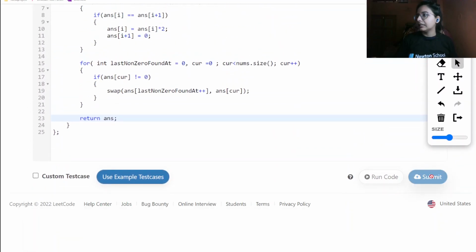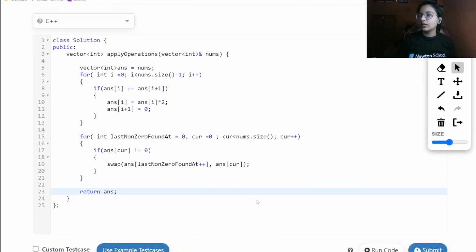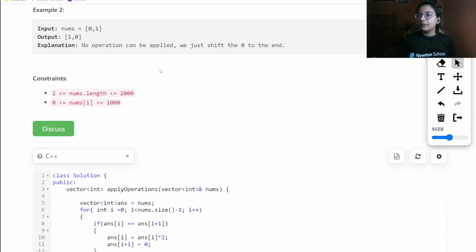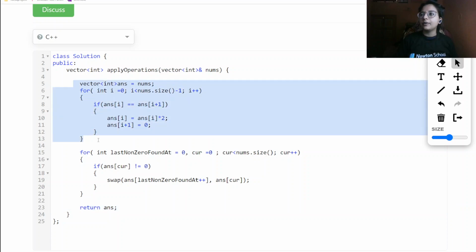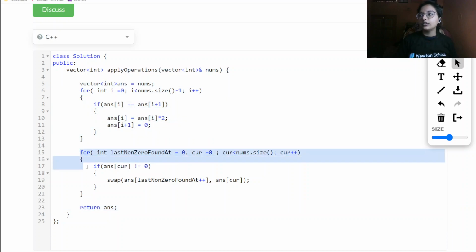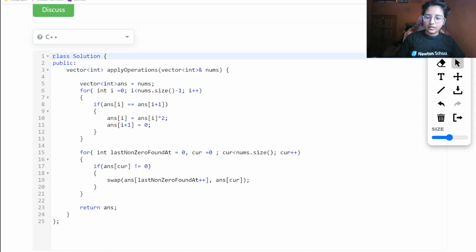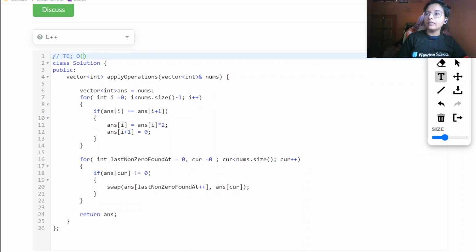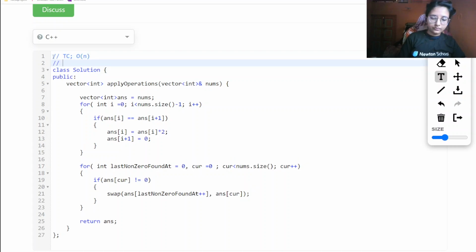So this was for the sample test case. Let's submit it for others. So it got accepted. Now comes the time complexity and space complexity. Time complexity is order of n, here also order of n in the worst case scenario. And about the space complexity, it is order of 1, because this is required, so we are not taking it into consideration. So time complexity is order of n and space complexity is order of 1.